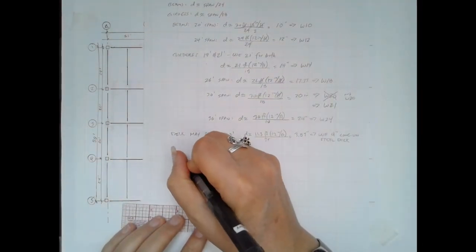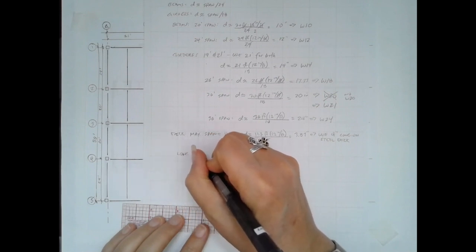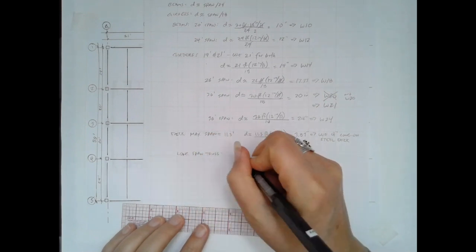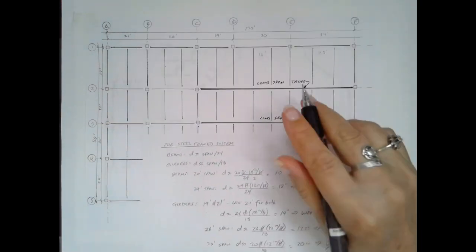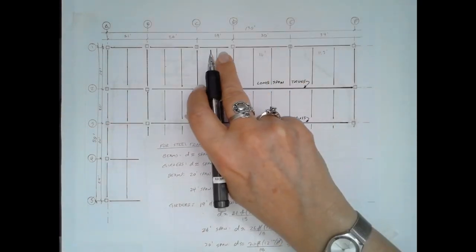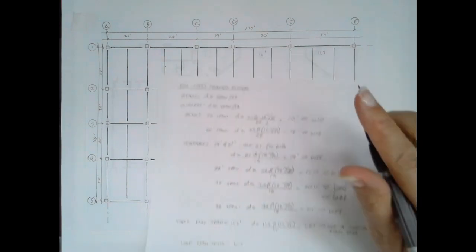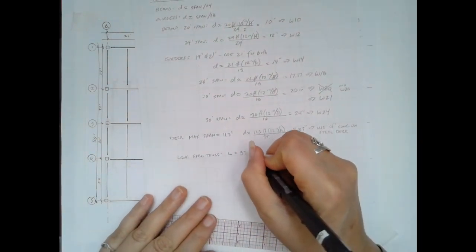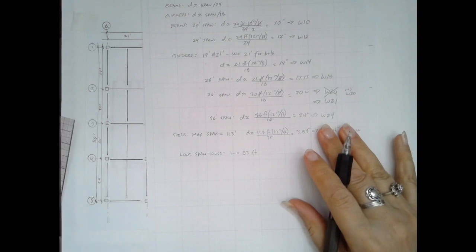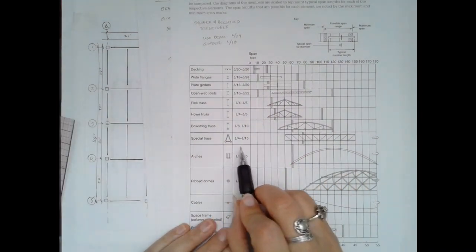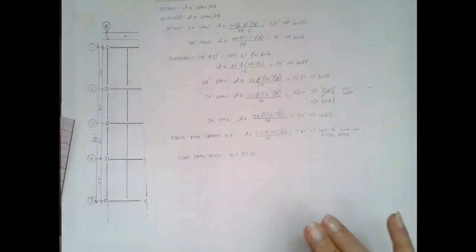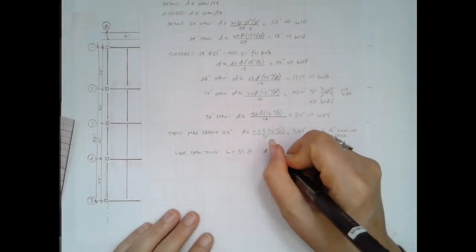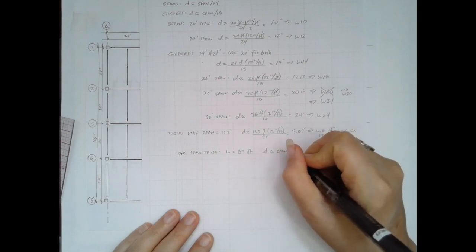Then lastly, we have the long span girder. And that span goes from line C to line F. That's 19 plus 30 plus 34. Comes out to 83 feet. And for a parallel chord truss, if it's a low load, we're looking at L over 15, so we'll use L over 15 for our depth.